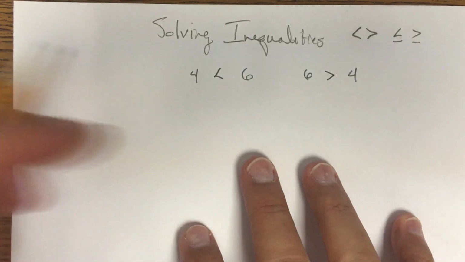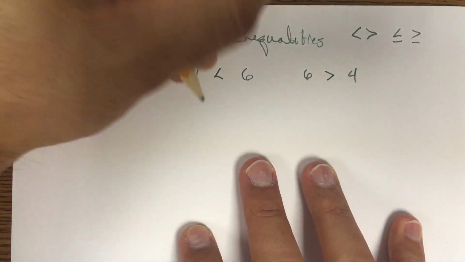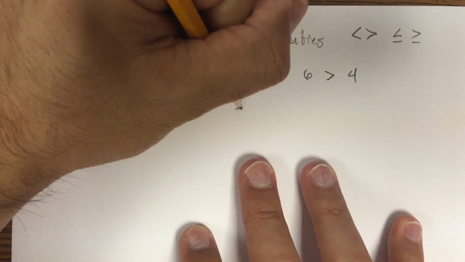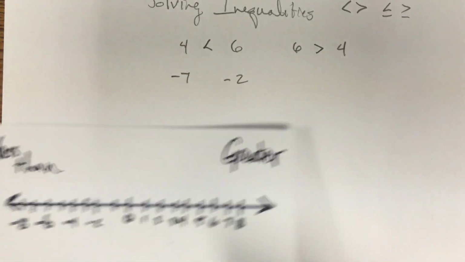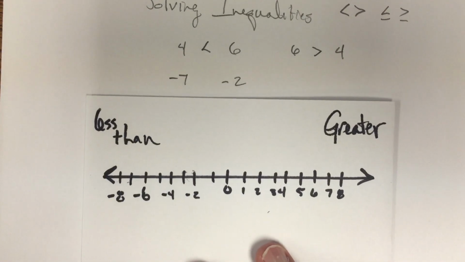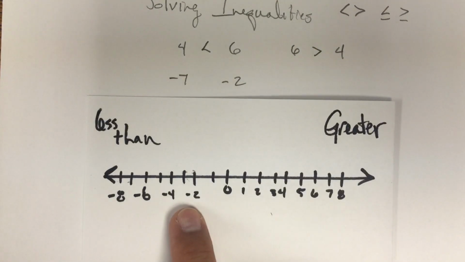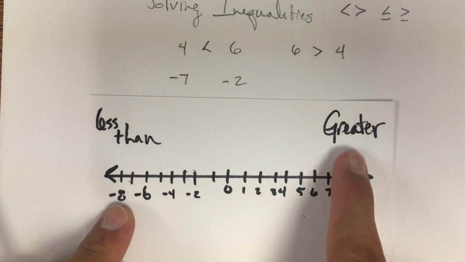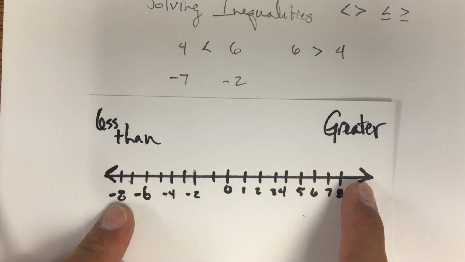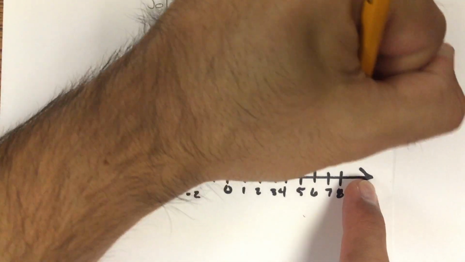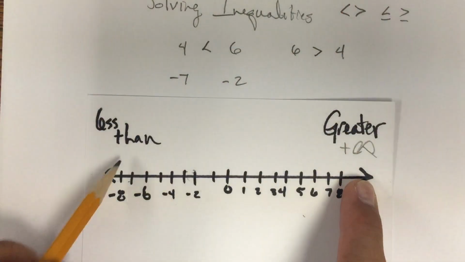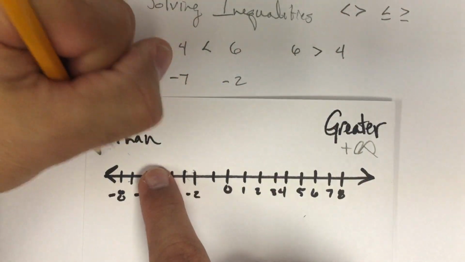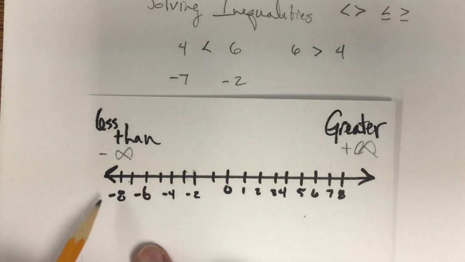Let's look at negative numbers, because negative numbers sometimes can be difficult. What if we had -7 and -2? Well, in order to remember stuff like this, let's look at our handy-dandy number line. In our number line, the greater side is always the side that's going to positive infinity. Oh, that's a terrible infinity symbol. Less than is always the side that's going to negative infinity.